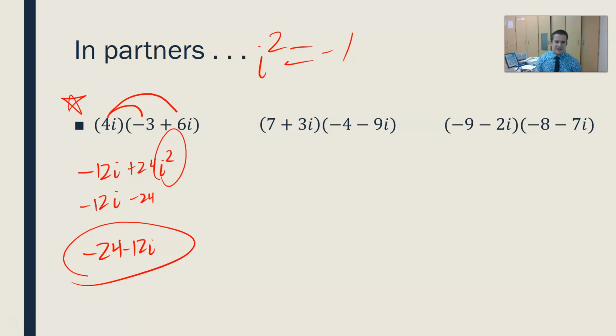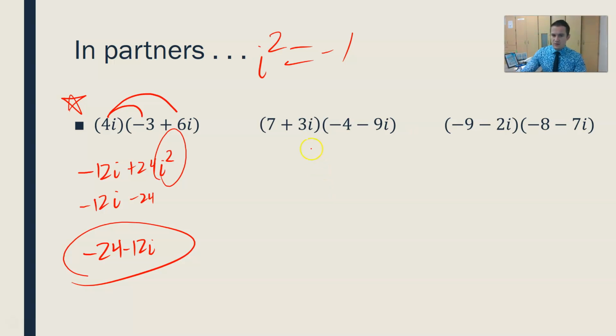And I won't be picky as to which order you write them, because when I'm adding and subtracting, the order does not matter, because addition is commutative. Remember that. So that's my answer, negative 24 minus 12i.